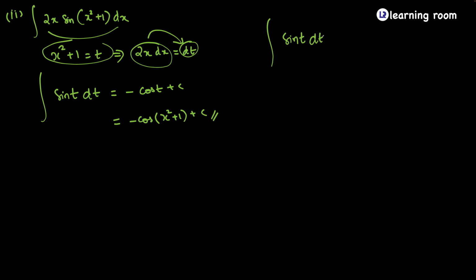So why does 2x dx come? I didn't get it directly. I differentiated this: 2 times x dx plus 0 is equal to dt. Clear? Why are you writing there itself? Your convenience. Shall I proceed?